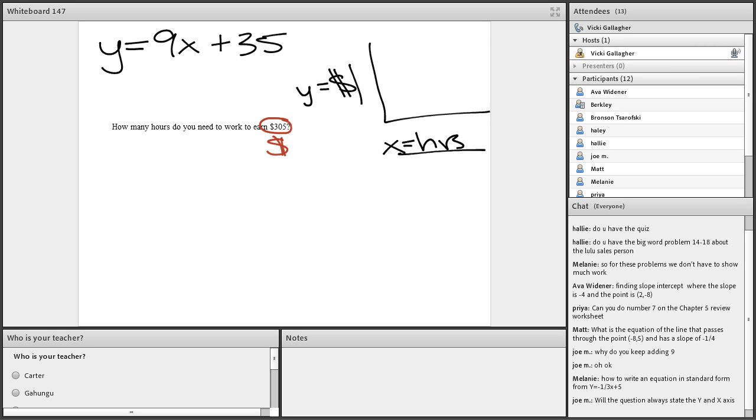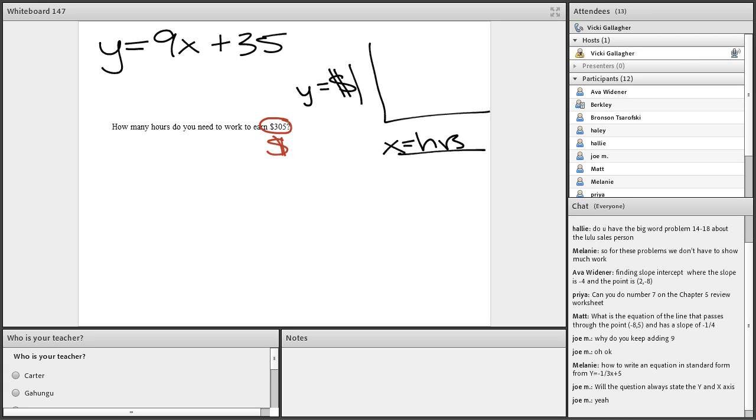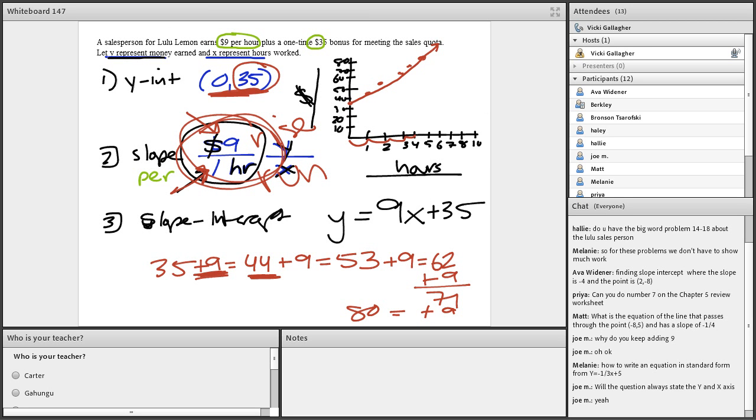Do you mean like, will it tell you what the words are for the y and x axis? It might not. So again, one way that you can find that out is by looking at your slope. My slope was the $9 per hour, right? So $9 per hour. And slope is y's on top and x is on the bottom. So that tells me that y is money and that x is hours. So if you look at the units on your slope, that'll help you figure out what y and what x are. The y is the top unit and then the x is the bottom unit.